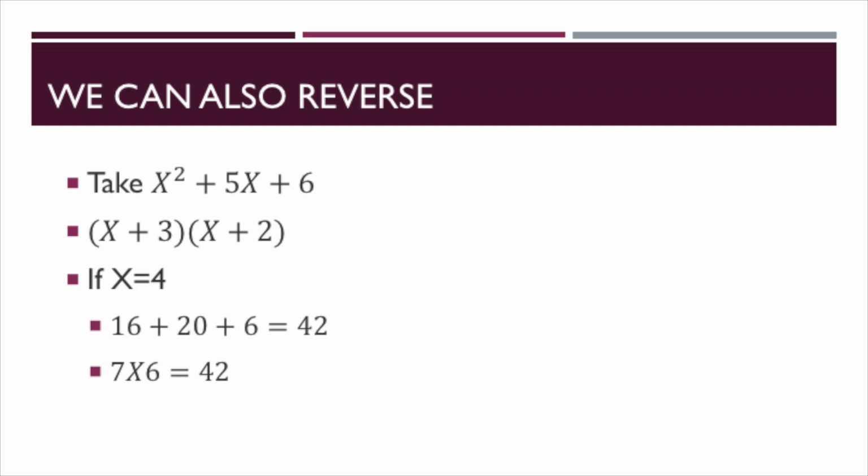Now, what happens if x is 4? Well, we take 4 plus 3, that's 7, times 4 plus 2, which is 6. So we have 7 times 6, which is 42. Now, if we go back to our original equation, we take 4 squared, that's 16, plus 5 times 4, which is 20, plus 6. 16 plus 20 is 36, plus 6 is 42. So you see here we can take complex equations like x squared plus 5x plus 6 and separate them out into a series of parentheses.